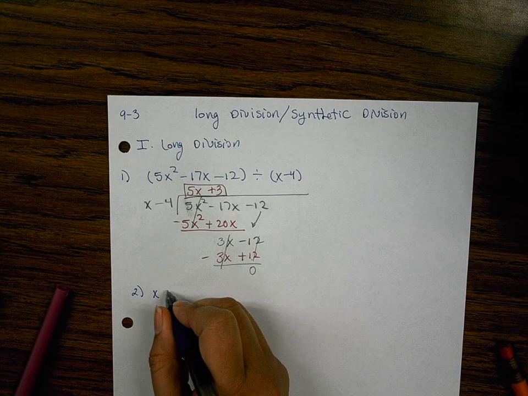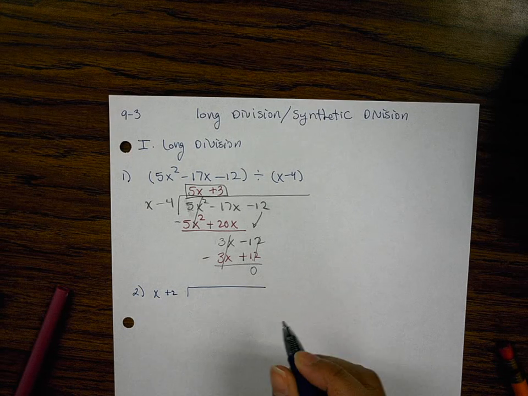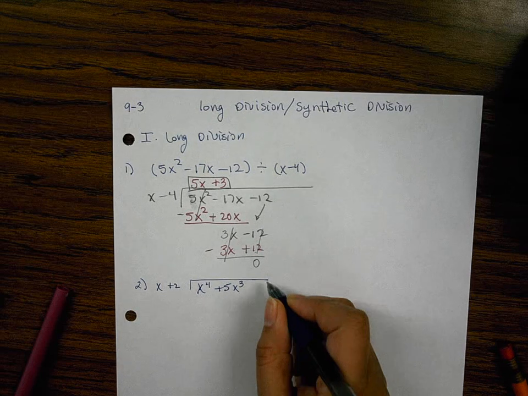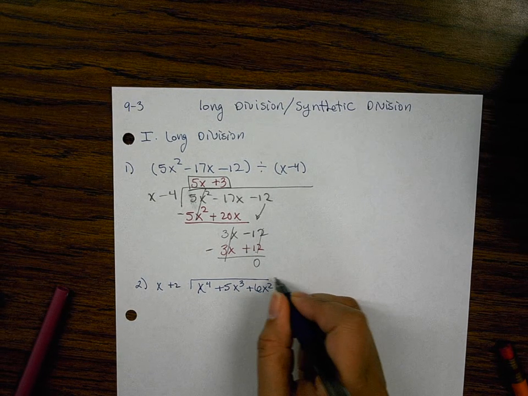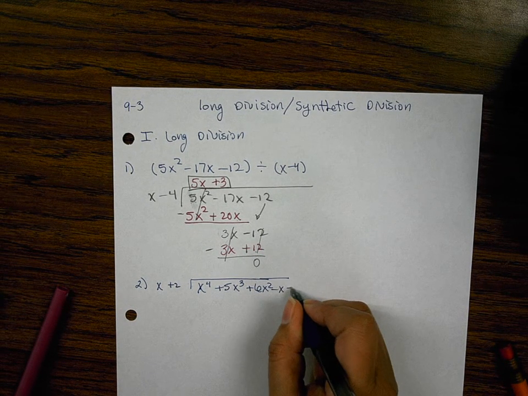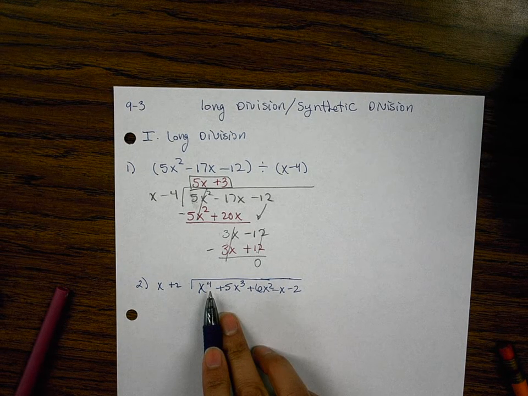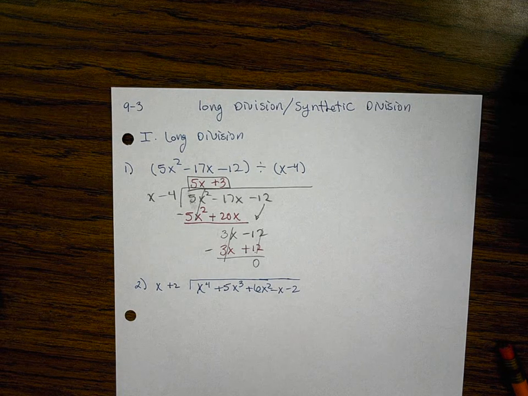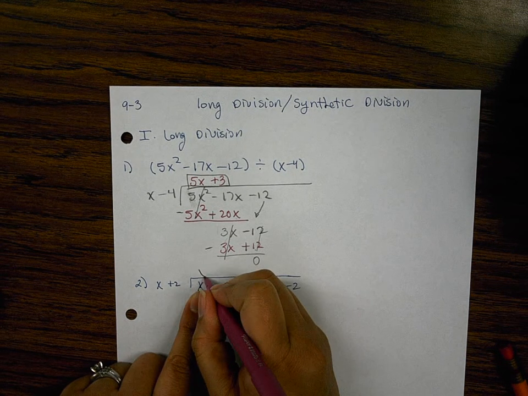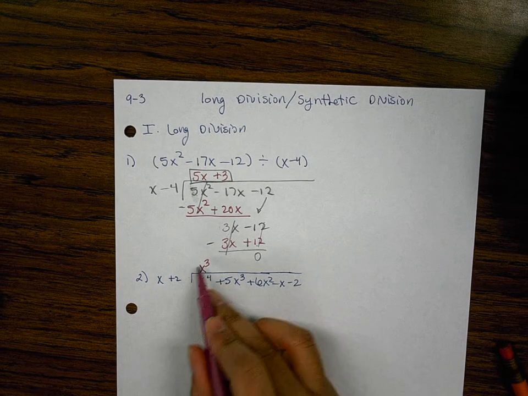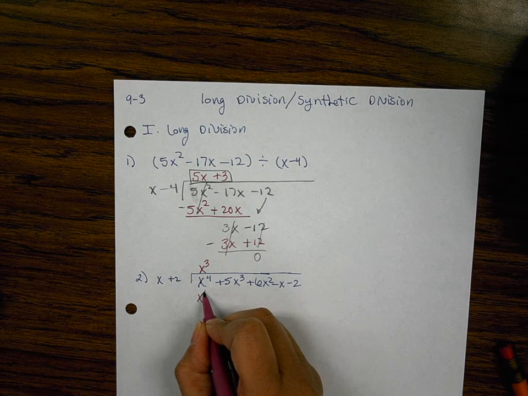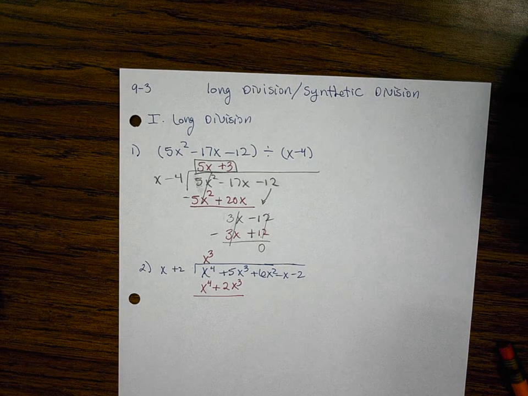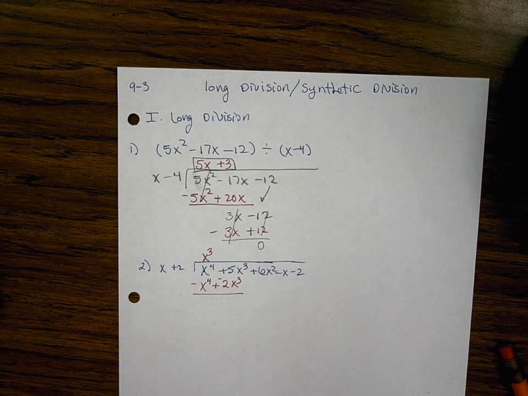Okay, number 2. X plus 2 divides into x to the 4th plus 5x cubed plus 6x squared minus x minus 2. X plus 2 on the outside, x to the 4th plus 5x cubed plus 6x squared minus x minus 2. All right, x times what is x to the 4th? That's going to be x cubed. And then you distribute. X cubed times x is x to the 4th. X cubed times 2 is plus 2x cubed.